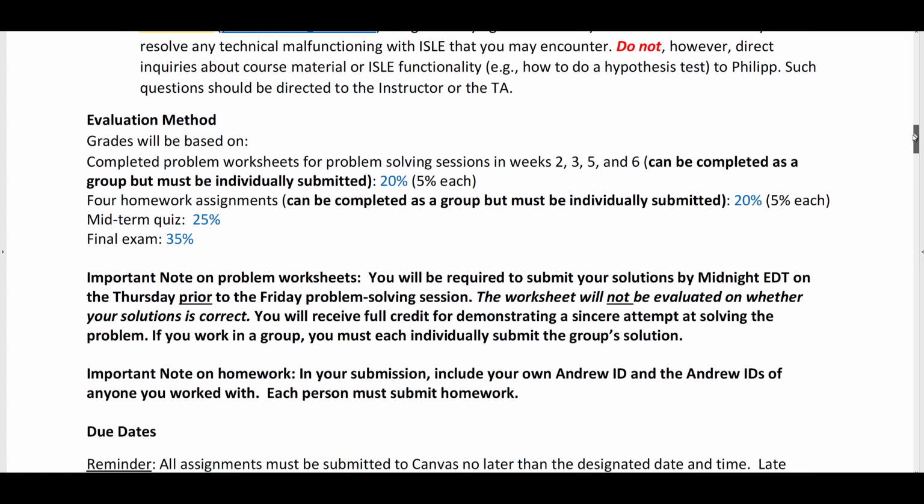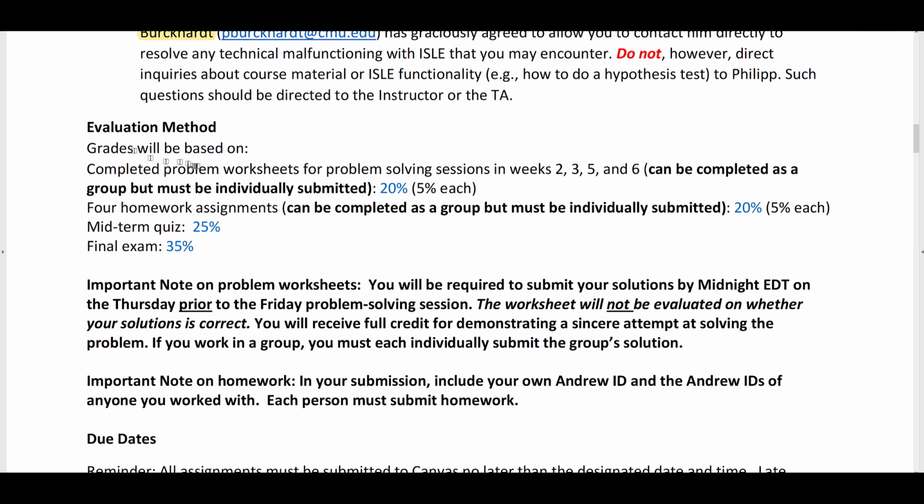How will you be evaluated? Okay, well, we will have problem worksheets approximately weekly, although we will not have anything due week four because, oh, this is incorrect. Weeks 2, 3, 5, and 6. This is incorrect. My apologies. This should say 1, 2, 4, and 5.